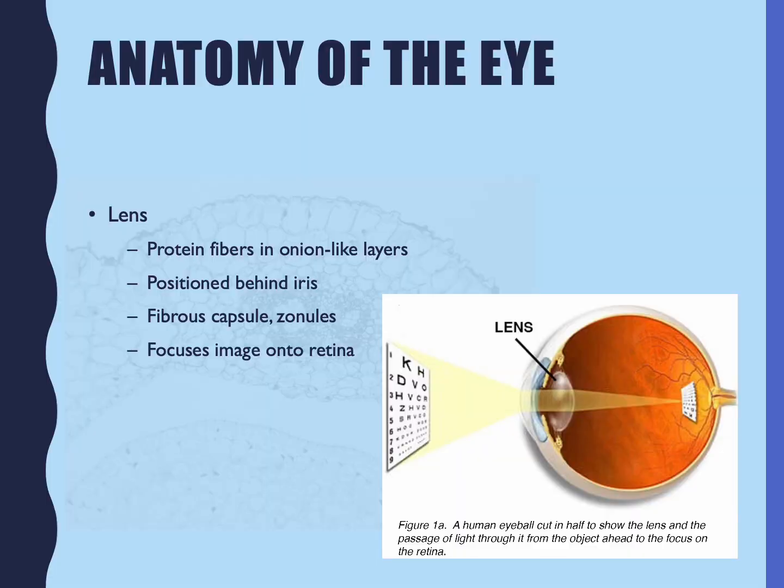So let's talk about the lens. The lens is just posterior to the iris. It's just behind the iris, and it is made entirely of proteins. And these proteins are never, ever, ever replaced. So our eyesight is as good as it's going to get the day we're born, and it starts to get worse every single day of our life. Those proteins are never replaced.